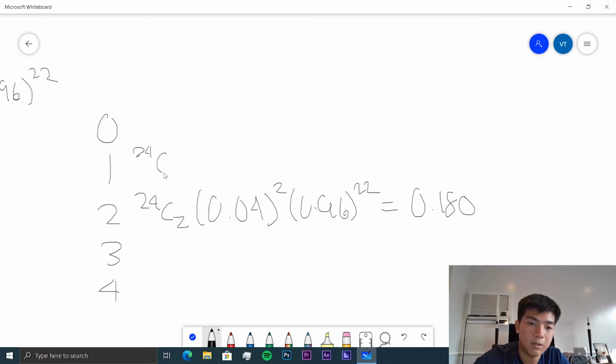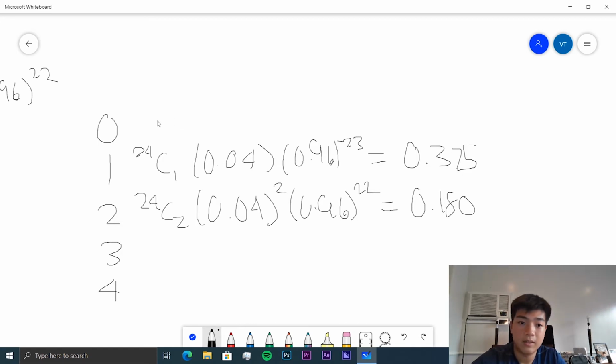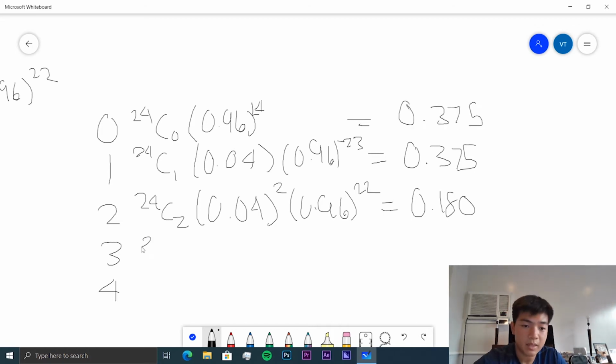The probability that he buys one cracked egg is 24 times 0.04 times 0.96 to the power of 23, which is equal to around 0.375. The probability that he picks 0 cracked eggs is just 0.96 to the power of 24. It's equal to around 0.375 as well.